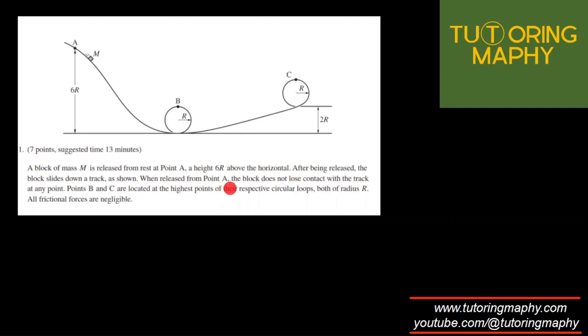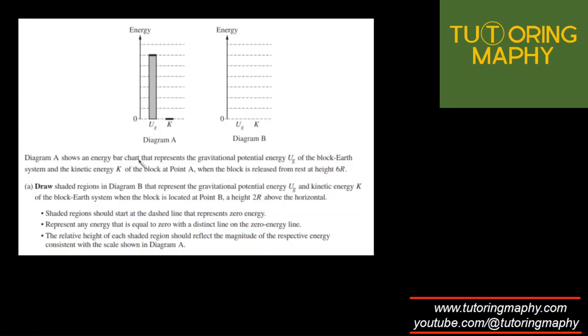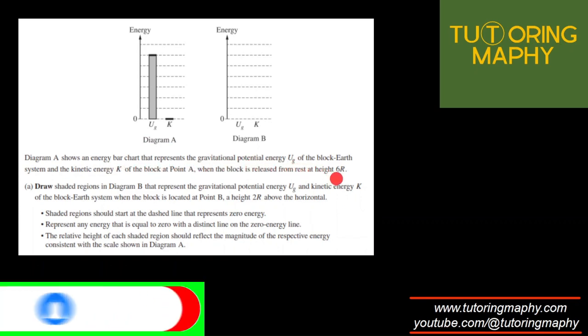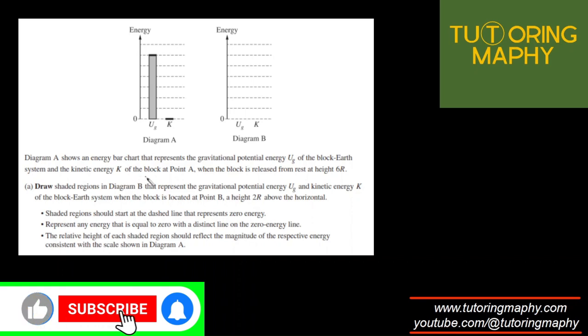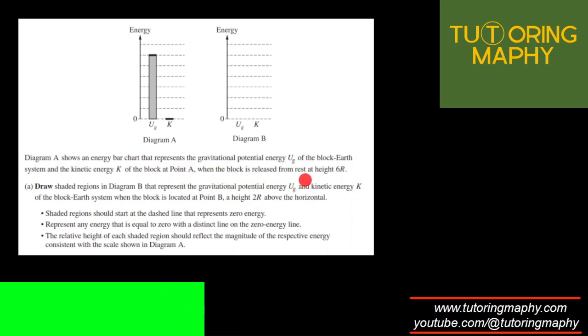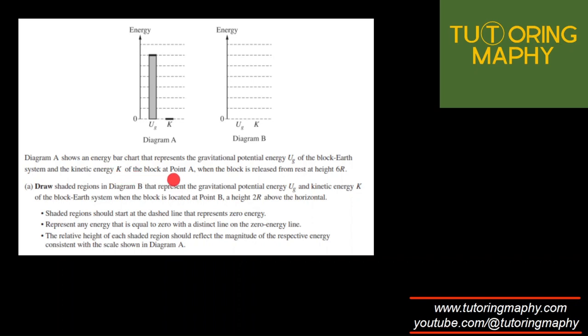When released from point A, the block does not lose contact with the track at any point, and points B and C are located at the highest points of the respective circular loops of radius r. All the friction forces are negligible. Diagram A shows an energy bar chart that represents the gravitational potential energy of the block-Earth system and the kinetic energy of the block at point A, when the block is released from rest at height 6r.